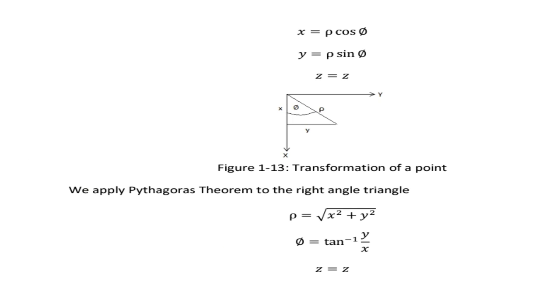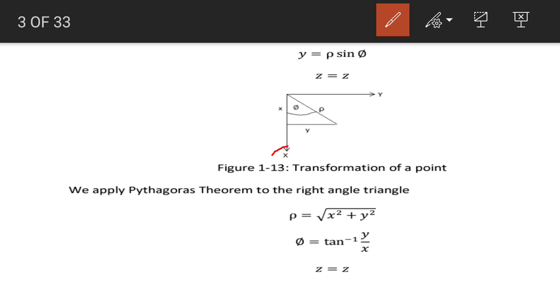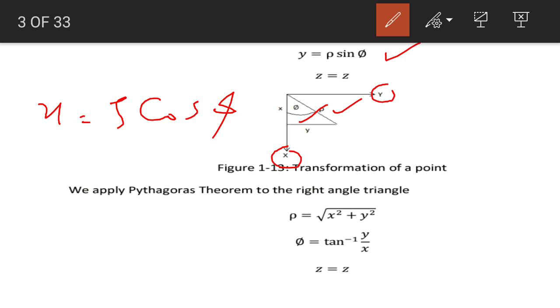Okay, so let us consider diagram number 13. In this diagram, we have considered our x-axis over here and our y-axis over here. And you see the radial line rho makes an angle phi with respect to the x-axis. So you see this is a right angle triangle. The base of the triangle is x, the perpendicular of this triangle is y, and the hypotenuse of this right angle triangle is rho. So definitely x will be equal to rho cos phi, and y will be equal to rho sin phi, and z will be equal to z. So you can find out x in terms of rho and phi.